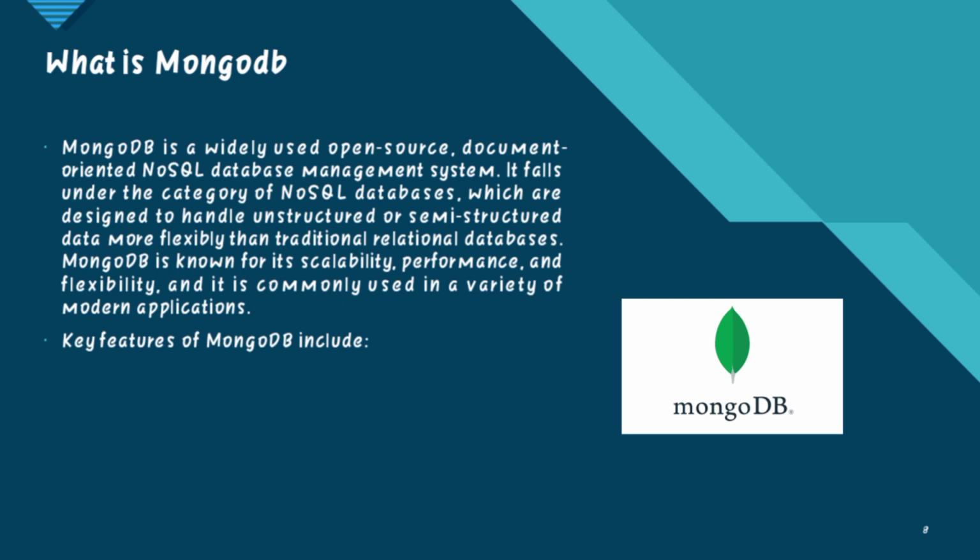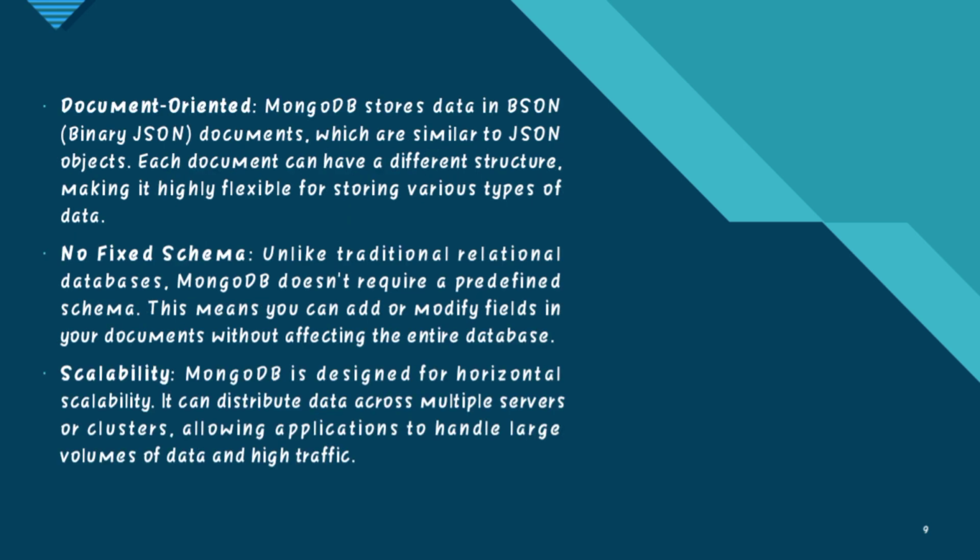What is MongoDB? MongoDB is a widely used open source document oriented NoSQL database management system. It falls under the category of NoSQL databases, which are designed to handle unstructured or semi-structured data more flexibly than traditional relational databases. MongoDB is known for its scalability, performance, and flexibility, and it is commonly used in a variety of modern applications. Key features of MongoDB include document oriented.